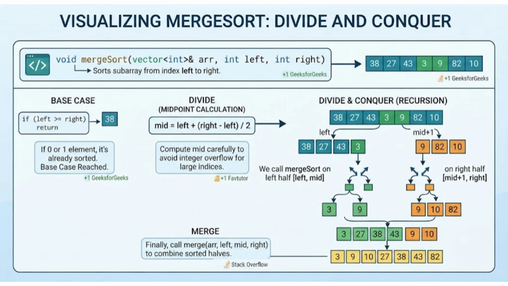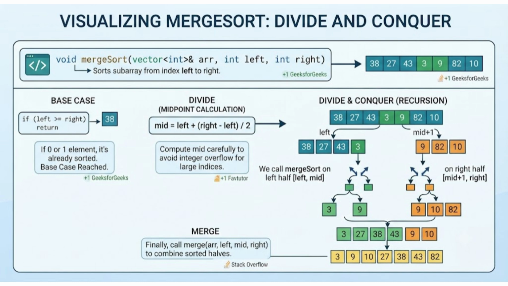Number 2, divide, midpoint calculation. To split the array, the algorithm calculates the center point using mid equals left plus (right minus left) divided by 2. Why this formula? It is mathematically equivalent to (left plus right) divided by 2, but it is safer. It prevents integer overflow, which can occur in programming when adding two very large index numbers together.